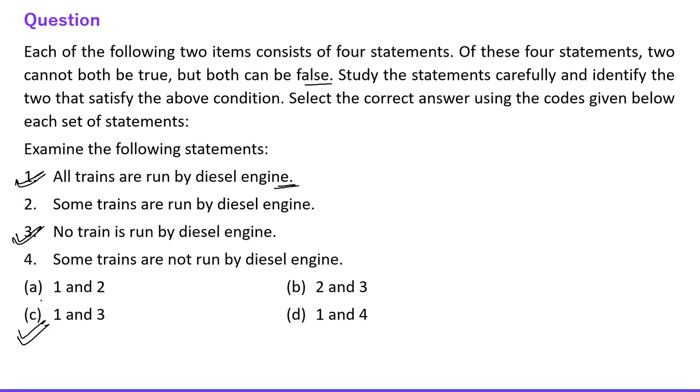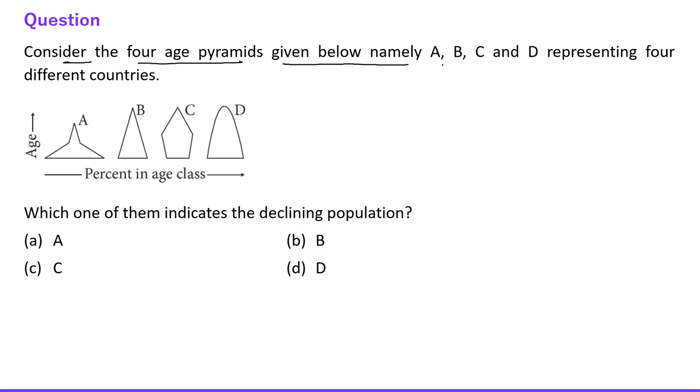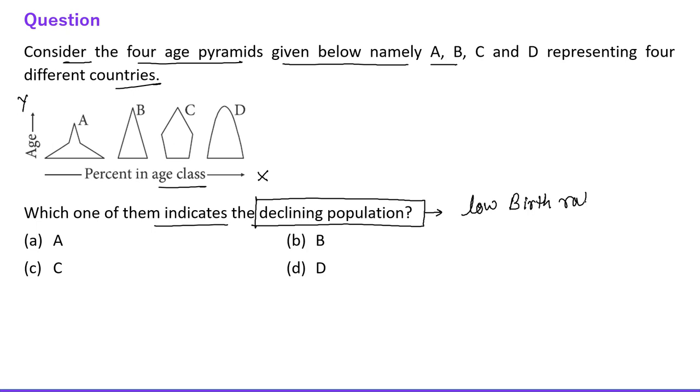So now let's talk about the next question. Next question says, consider the four age pyramids given below, namely A, B, C, D, representing four different countries. Here y-axis represents age, x-axis represents percentage in age class. Which one of them indicates the declining population? Everyone, declining population means what? Declining population means low birth rate, or you can say less birth, right?